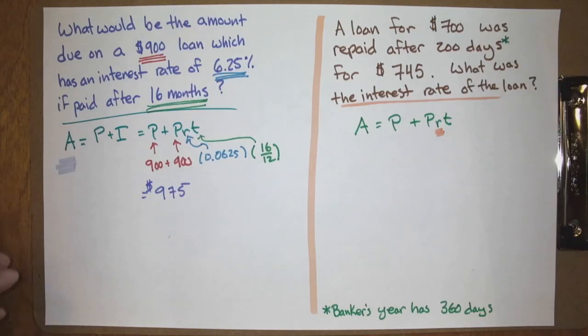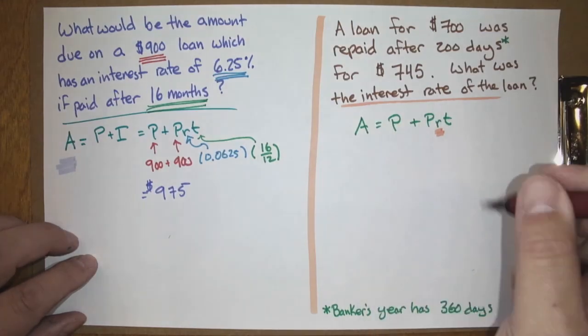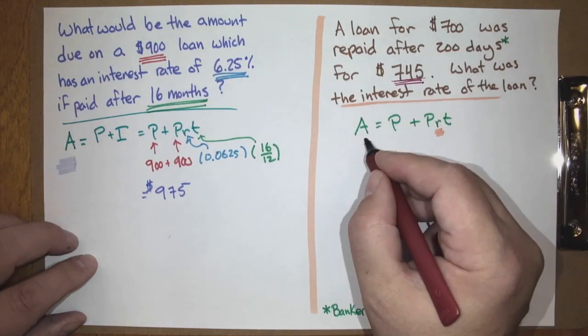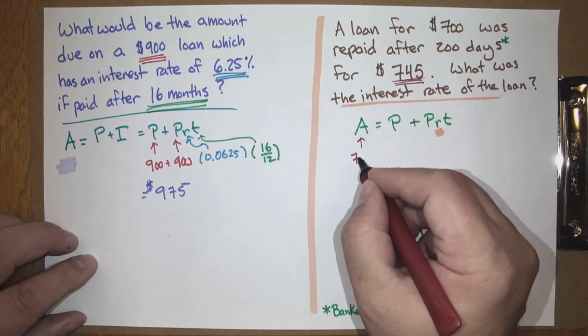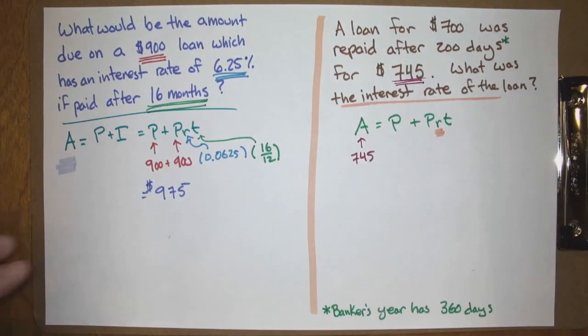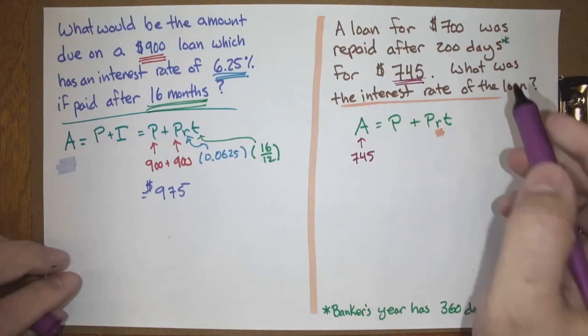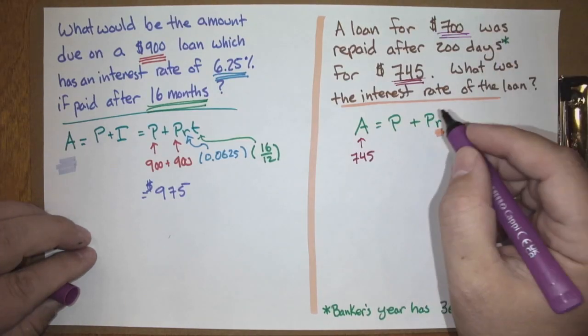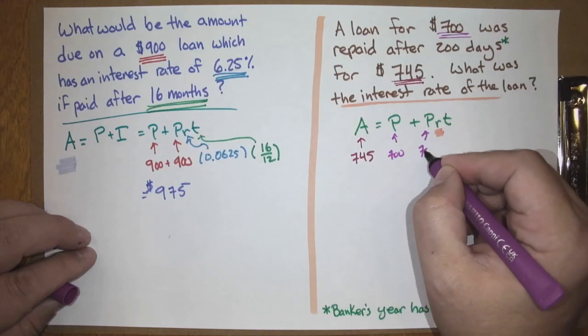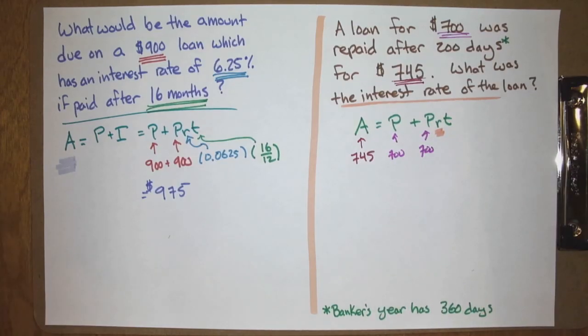Do we know what A is? 745. That's the amount you repay. That's the future amount. So that's 745. How about P? Do we know that? 700. That's the amount we borrowed. That's from today. 700. All right, how about T? What will that be?